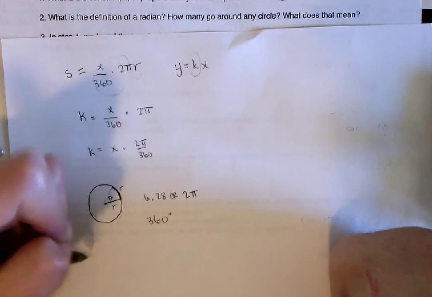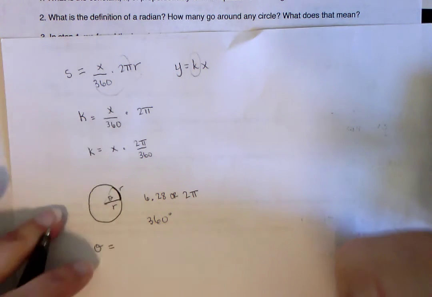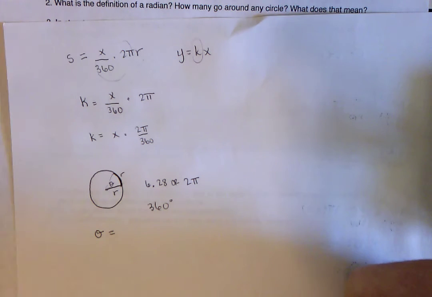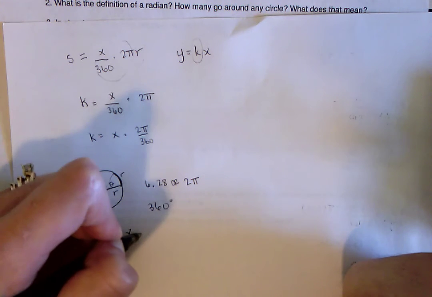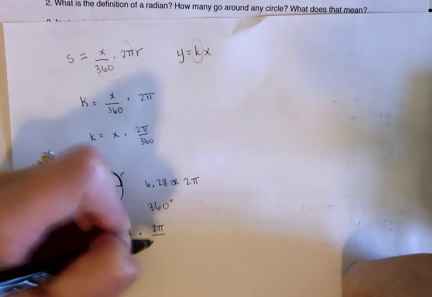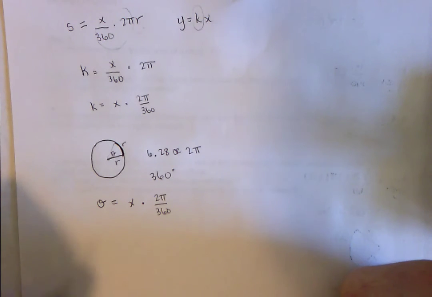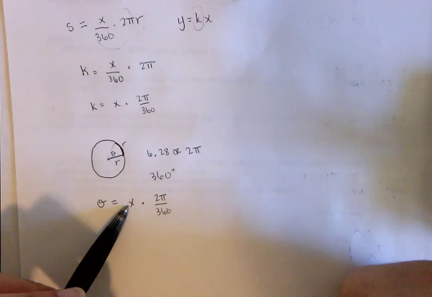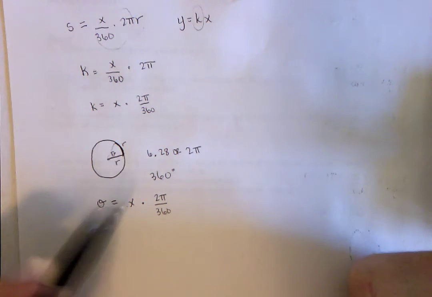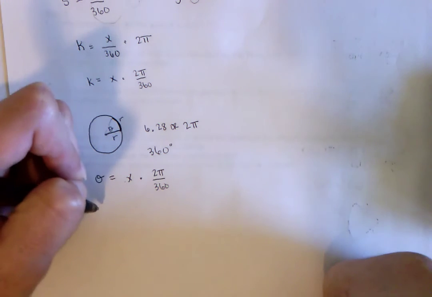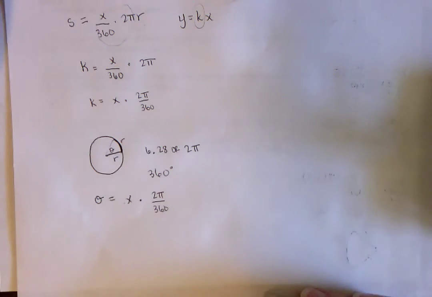And so they have here theta, okay, your angle, basically is going to be x times 2 pi over 360, okay? And again, x is your angle measurement. Remember, ours is 120. So I think for this final question, here it says in step 1 we found the length was 120. What's the measure of this angle in radians?